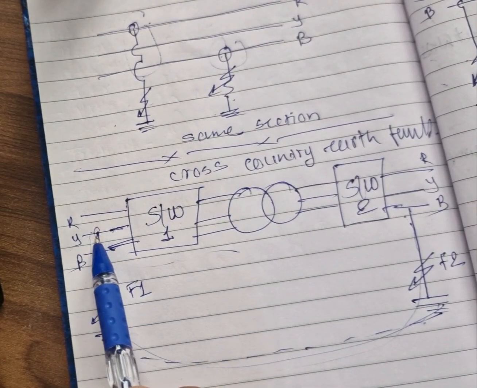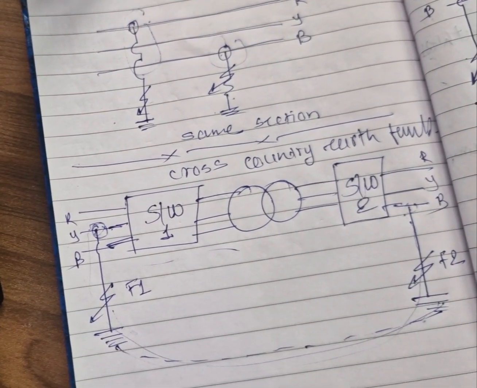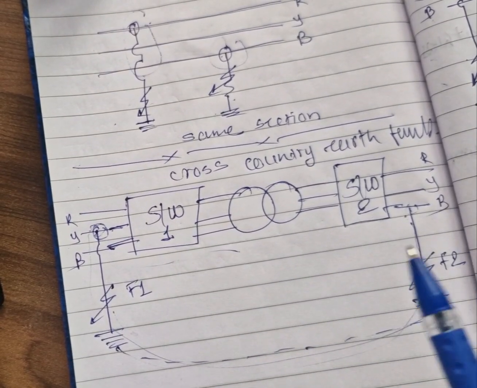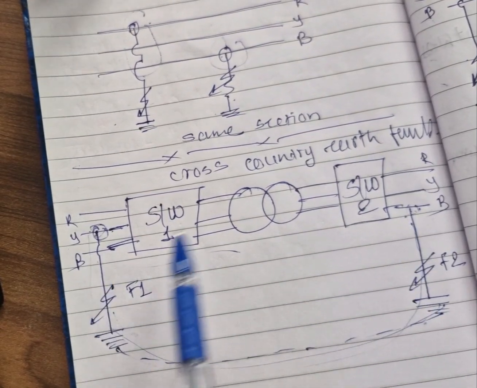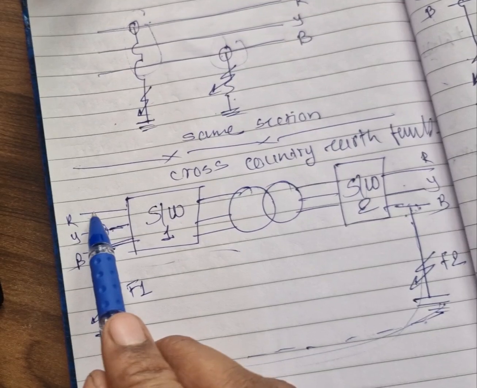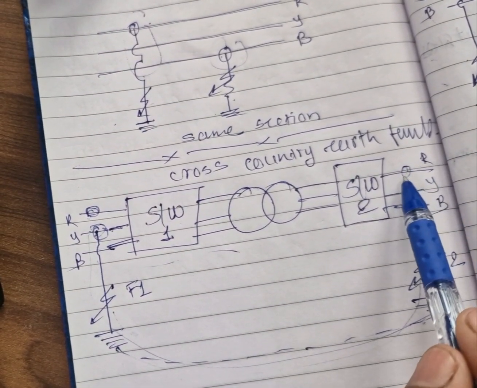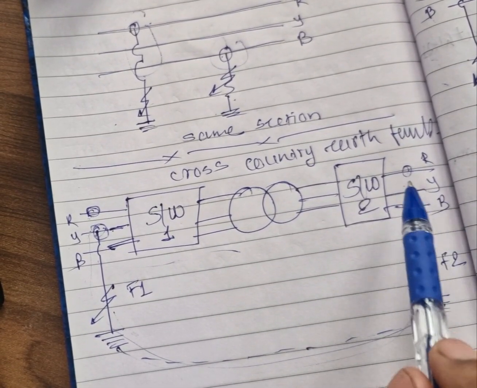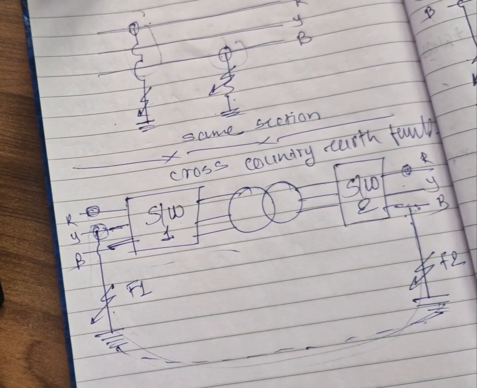And this has occurred on another phase, and here on another phase. And again, it's not necessary for it to be a cross country earth fault that the fault should occur on two different phases, like Y and B, or R and Y. It can be possible if the fault occurs on the R phase of switchgear 1, and if it occurs on the R phase of switchgear 2, then also it can be called a cross country earth fault, because it's not about the phase, it's about the two different sections or two different parts.